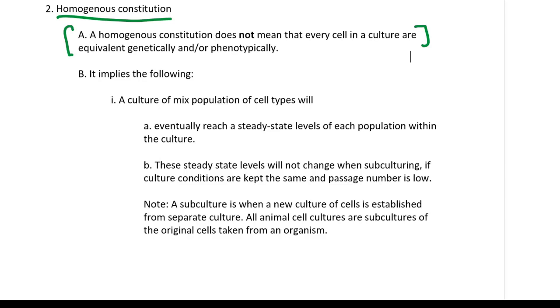Okay, so we've been covering this topic of homogeneous constitution, and we have some more words to say about it here. So homogeneous constitution does not mean that every cell in a culture is equivalent genetically or phenotypically. It implies the following. A culture of mixed population of cell types will eventually reach a steady state level of each population within the culture, and these steady state levels will not change when subculturing if culture conditions are kept the same and the passage number is low.